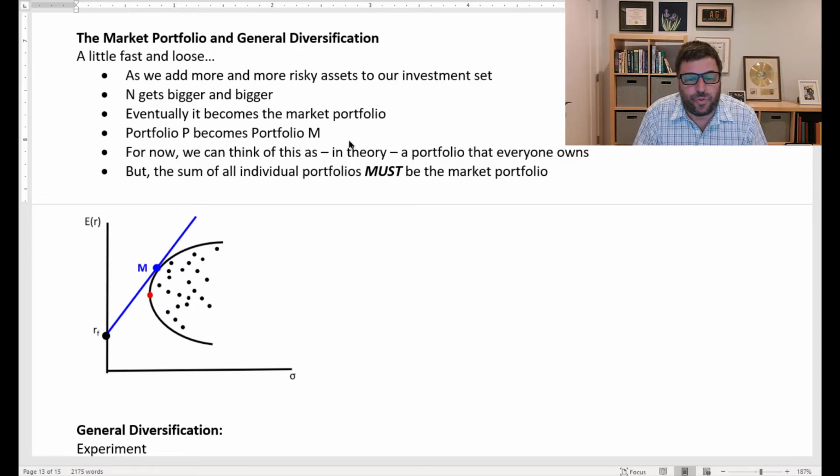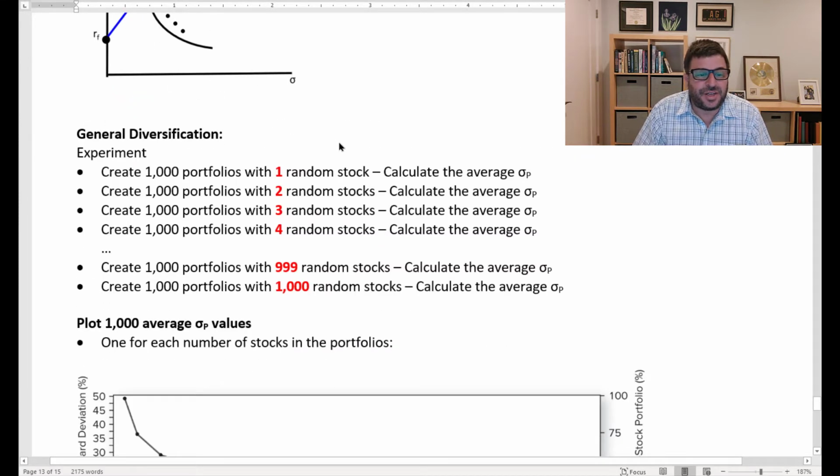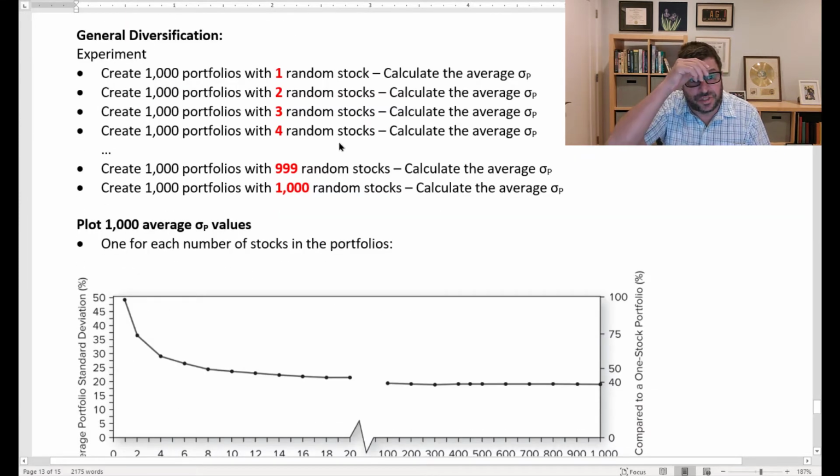As we progress with some of the math, instead of thinking about portfolio P as a portfolio of a large number n of risky assets, we're going to start thinking about this as portfolio M, which is the market portfolio. The next thing we're going to talk about is this idea of general diversification.